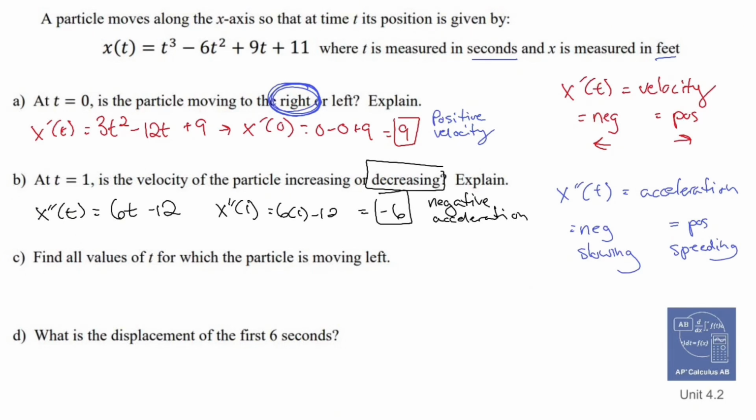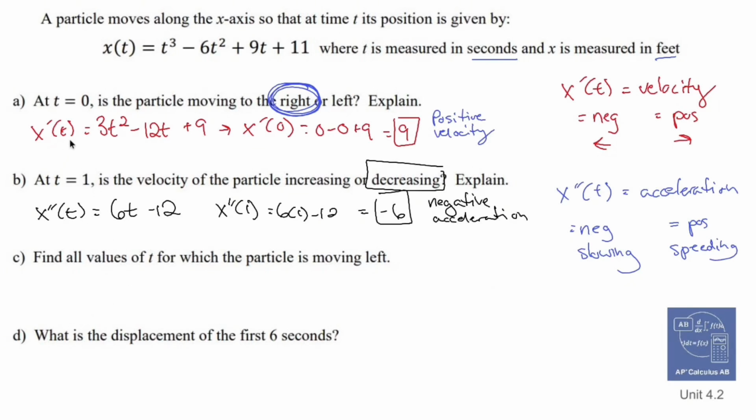So what else? Find all values of t for which the particle is moving left. All right, so again, this goes back to problem A. What I care about is when it's moving left, and that's going to involve finding all the intervals where I have a negative velocity. So let's take this. When you have a particle moving left or right, you care about negative velocity, which means we care about when velocity changes.